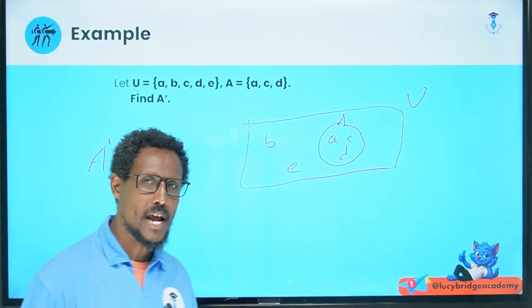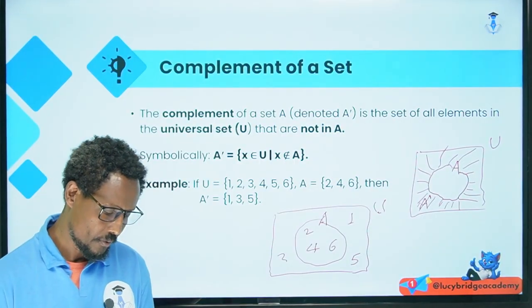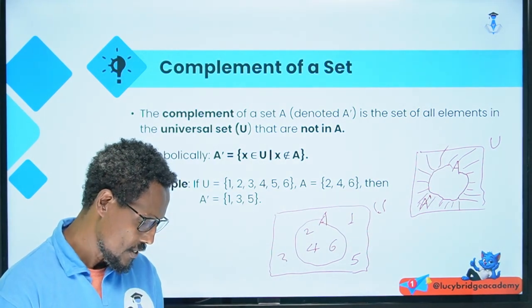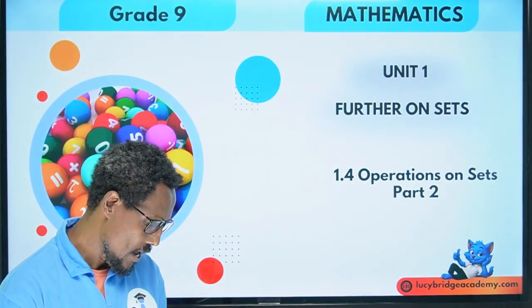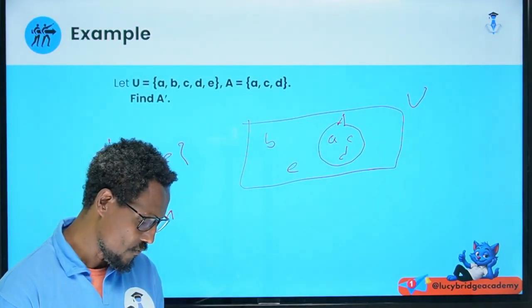The union of A and A complement gives us what? The universal set U. Don't forget that. The union of A and A complement gives us the universal set.